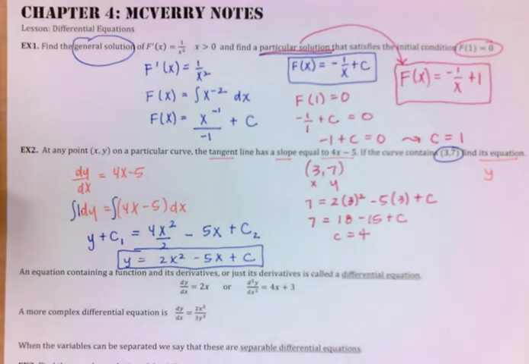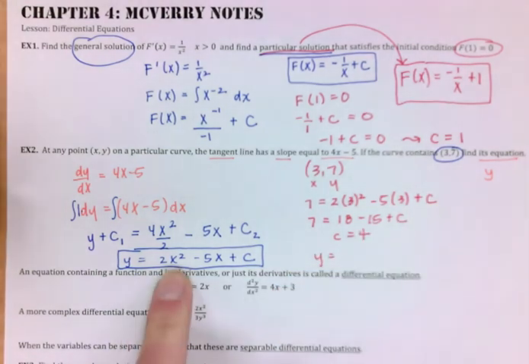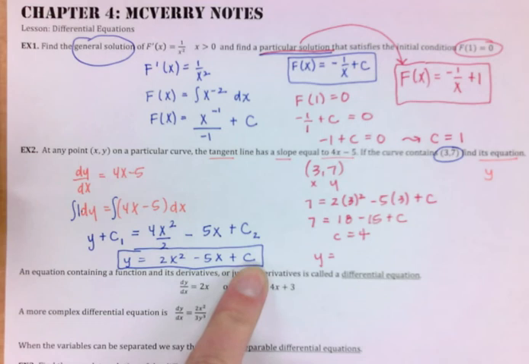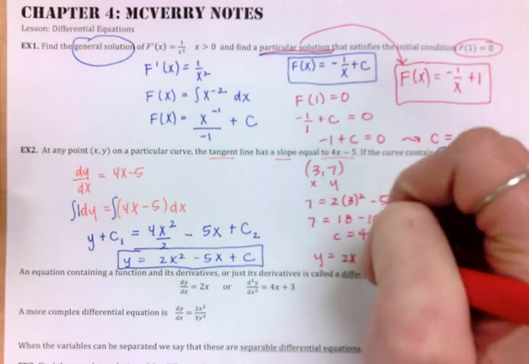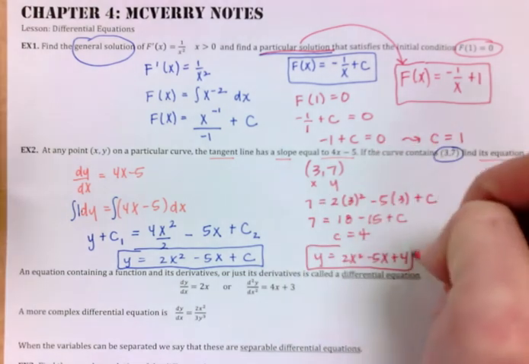Okay, so then if c is 4, we know that our final particular solution is y equals 2x squared minus 5x, and now we know our c is 4. So that would be our particular solution.